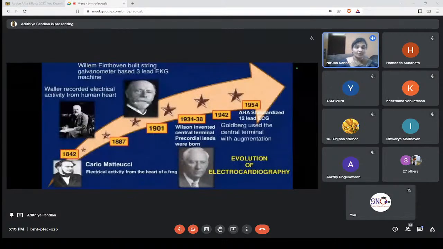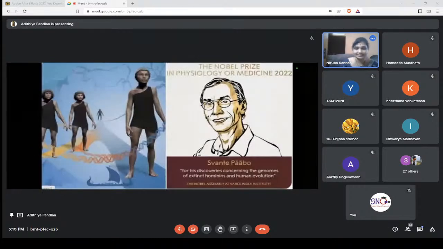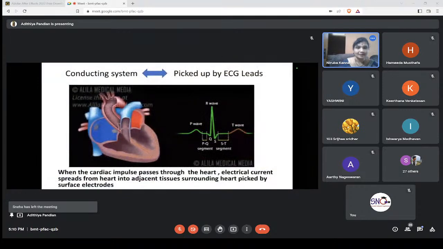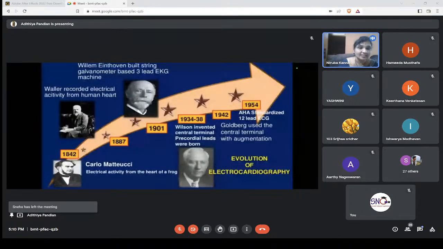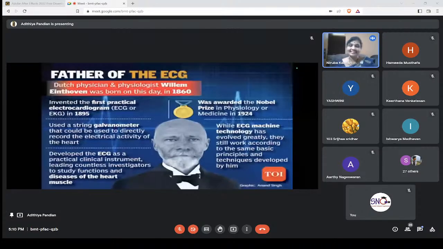Next slide. Okay. Now, this is a very beautifully evolution of ECG. Before the previous slide, yeah. Previous slide. The previous slide. Yeah. The evolution. The first person is the next slide. Sorry for that. Whoever is operating, I'm not able to share from here.